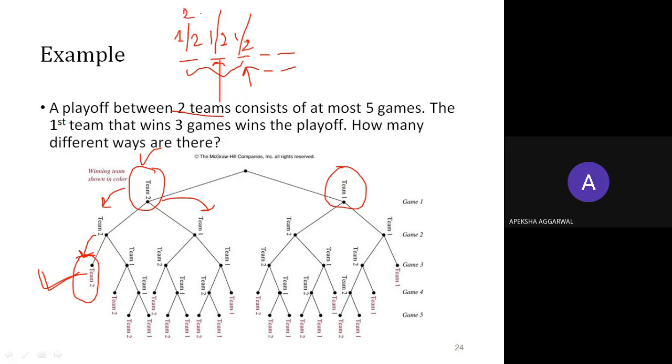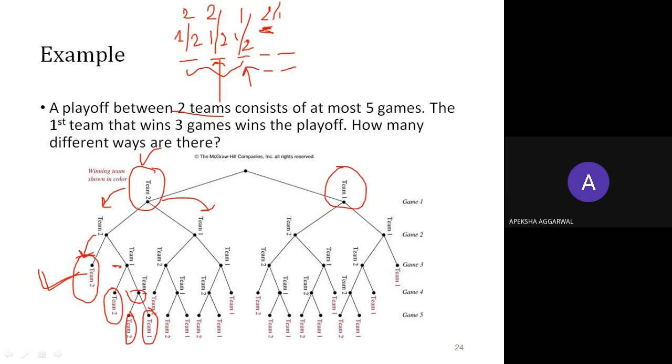So two won, and one won. Now you need to play another game. Now what will happen? If team 2 again won, you will play another game, because here team 1 was winning. Now you will play another game. If team 2 won, in that case team 2 is the winner. If team 1 is winning, you need to play the last game also, and then the last game will decide whether team 1 will win or team 2 will win.